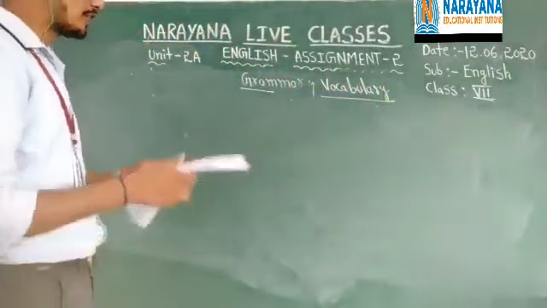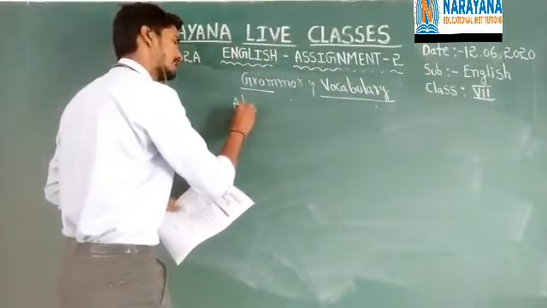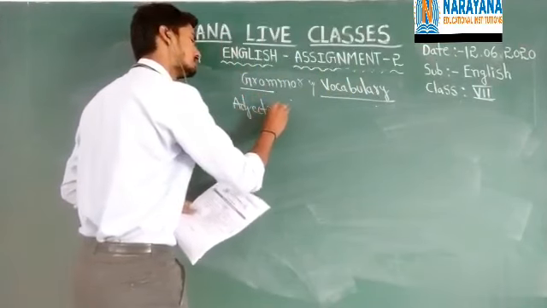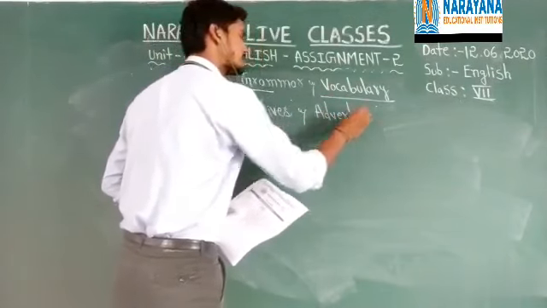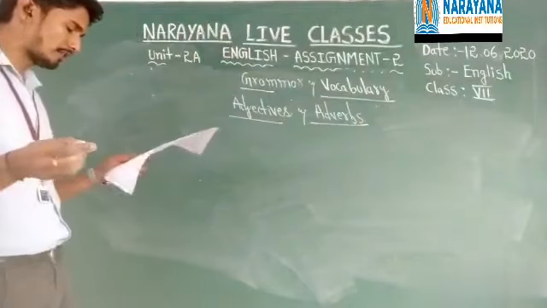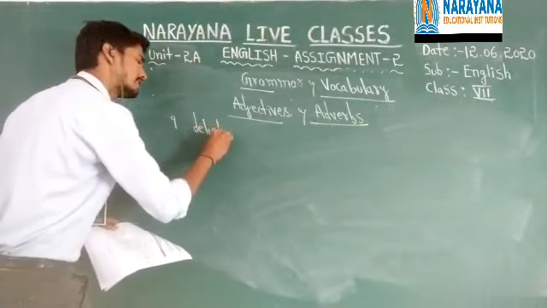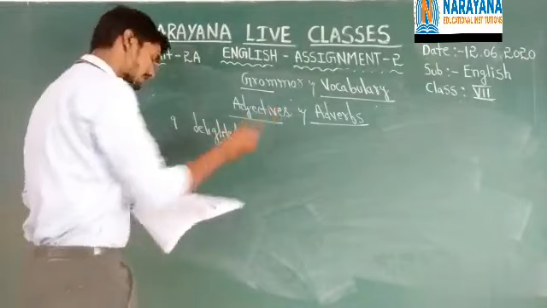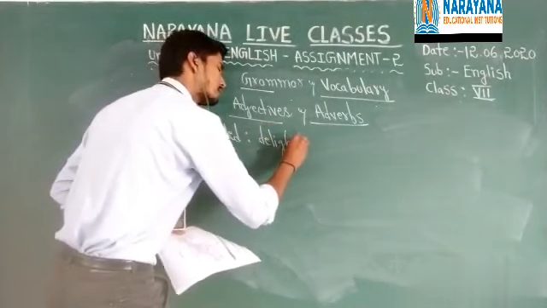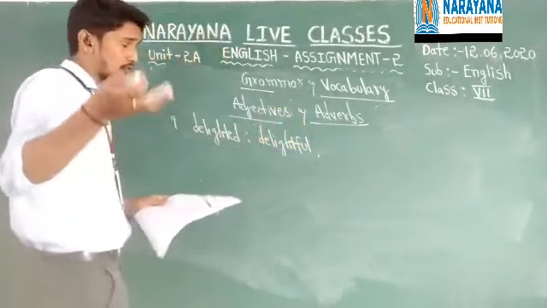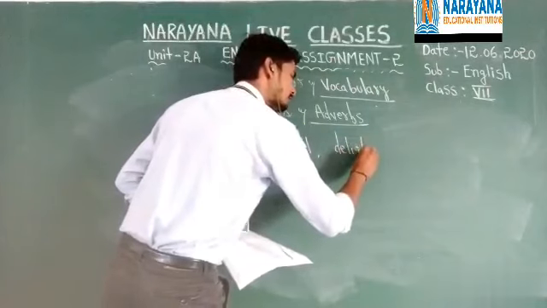Next we are going to concentrate on adjective and adverb forms. Here they have given delighted. Delighted is a particular word, and the adjective form is delightful. These are quite simple. And the adverb is also simple: if you add ly, it obviously becomes an adverb. So here it is delightfully.